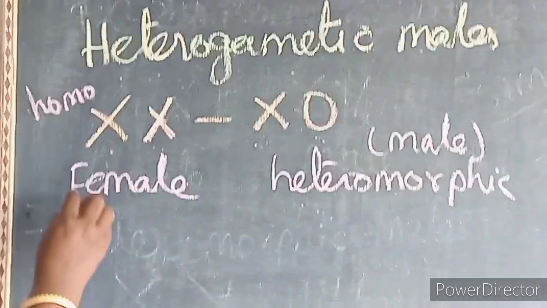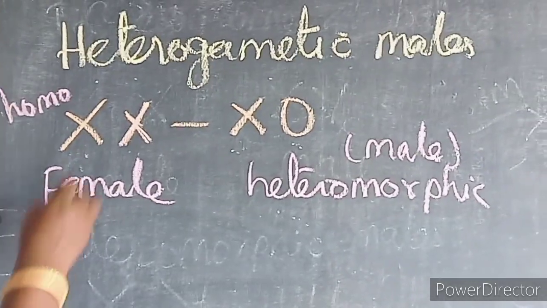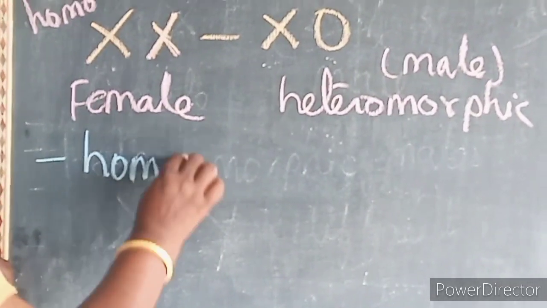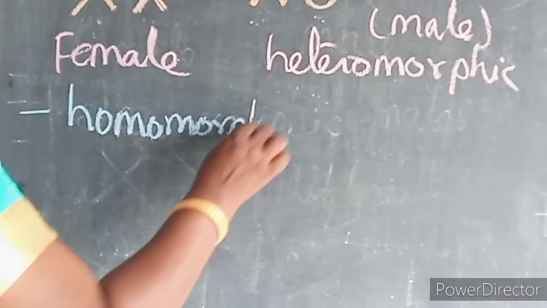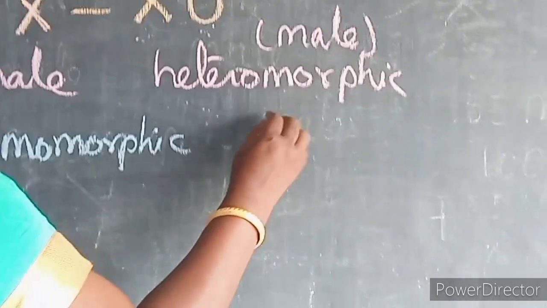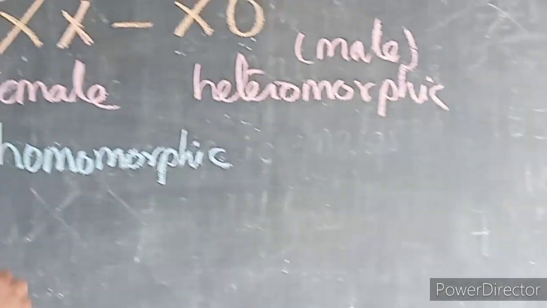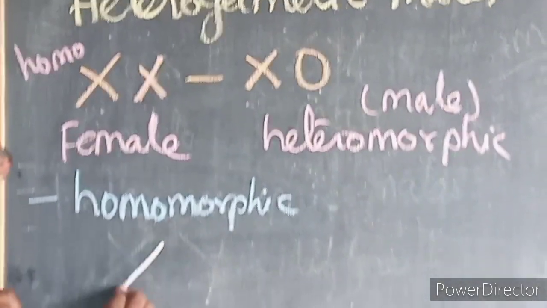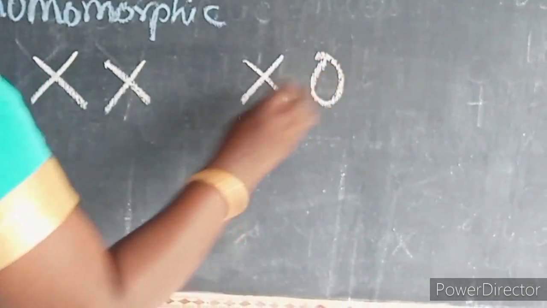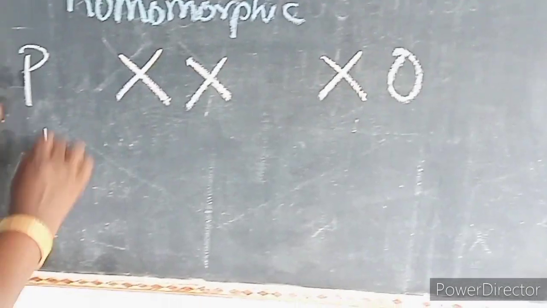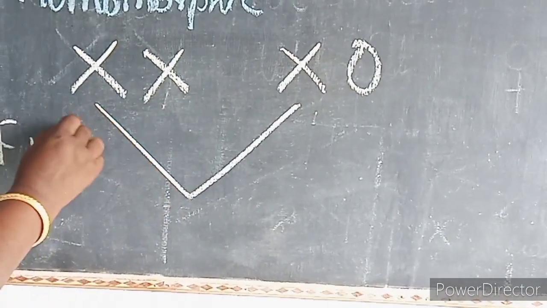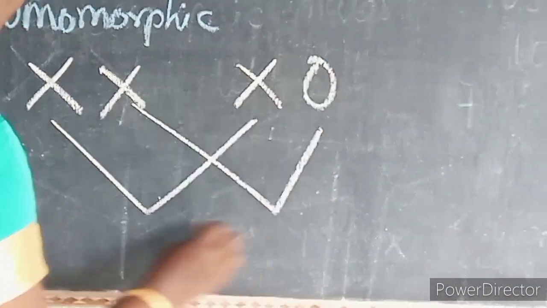So here, if the chromosomes are similar, then it is a homomorphic female. If the chromosomes are different, dissimilar, then it is a heteromorphic male. So next we'll see about the checkerboard. Here X and XO. So this is the parent. In the F1 offspring, you have to do the cross X and XO.